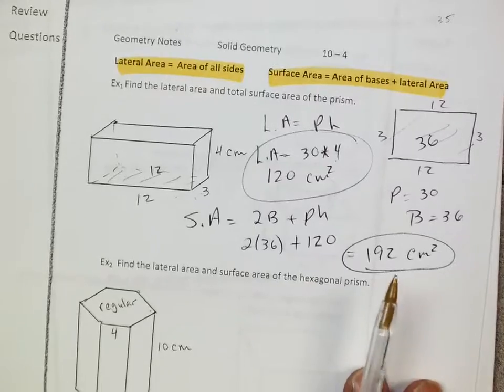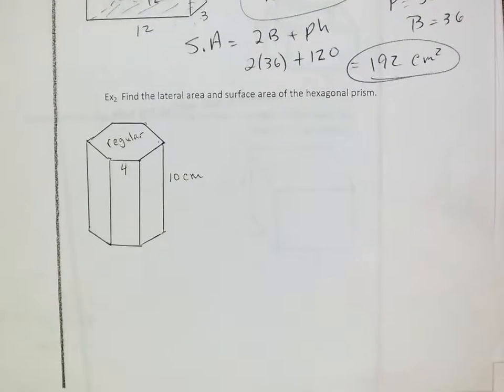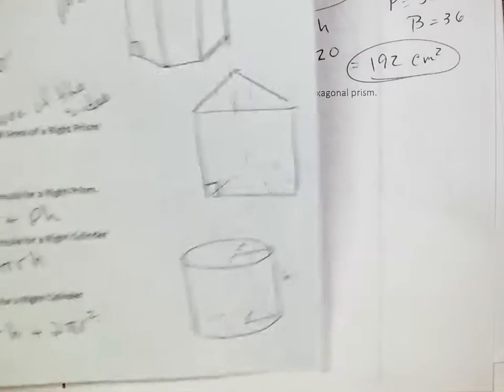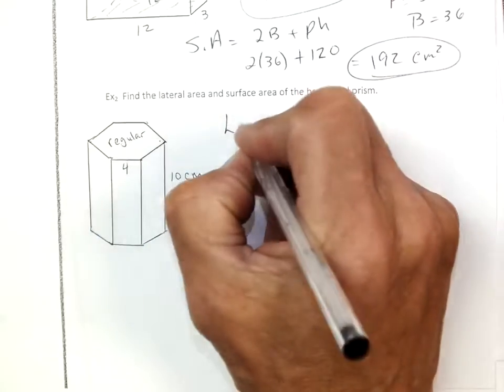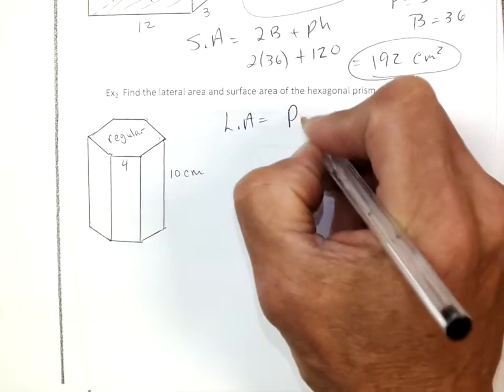Okay. Now, what about this thing? How do we do this one? Same way. First of all, lateral area. Let's check out our notes. So the reading says lateral area is perimeter times height. So I'm going to write that down. Lateral area is equal to perimeter of the base times the height.